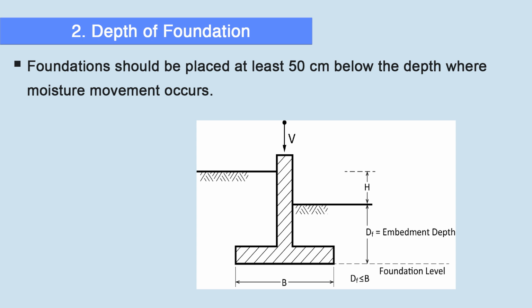Foundations should be placed at least 50 centimeter below the depth where moisture movement occurs. This is to ensure that the foundation remains unaffected by the swelling and shrinking of the soil above this depth. Additionally, the foundation depth should be greater than the depth of any tension cracks that may form in the soil to prevent the foundation from being compromised.